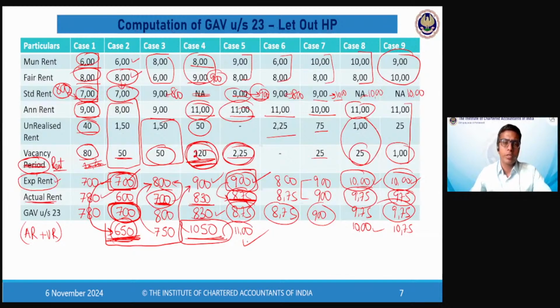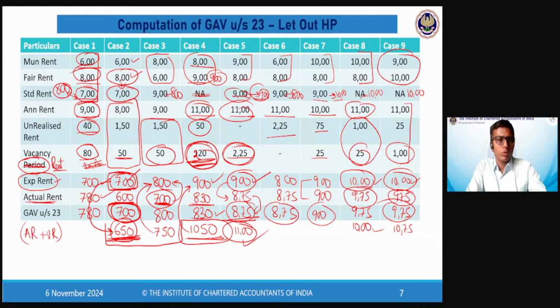Now when I find out this 1100, I come to know that this particular 900 ER was appearing higher only because of vacancy. So vacancy is the cause of ER becoming higher. If that is the case, then your GAV is AR. So my GAV is 875.